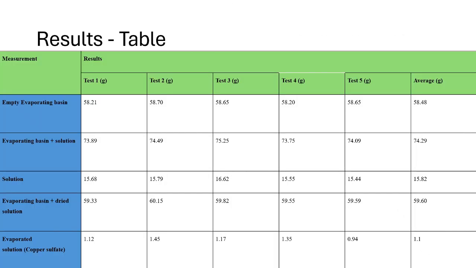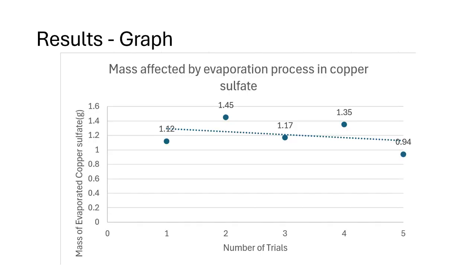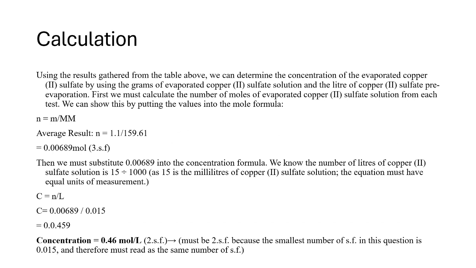As shown, the weights of the trials 1 to 5 are 1.12, 1.45, 1.17, 1.35, and 0.94 grams, with an average mass of 1.1 grams. The graph represents the overall trend of the evaporation process. As you can see, this is the calculation process used to define the average concentration of evaporated copper sulfate, and it is shown that the concentration is below the required range of 0.5 to 0.7 moles per liter.